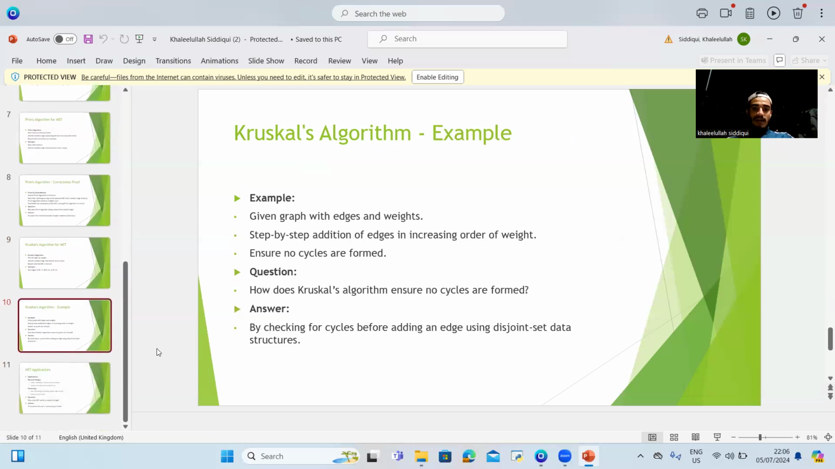Kruskal's algorithm example. Given a graph with edges and weights, add edges step by step in increasing order of weight, ensuring no cycles are formed. People might have some questions about that. How does Kruskal's algorithm ensure no cycles are formed? The answer is by checking for cycles before adding an edge using a disjoint set data structure.